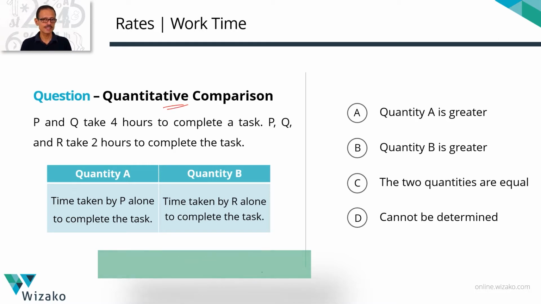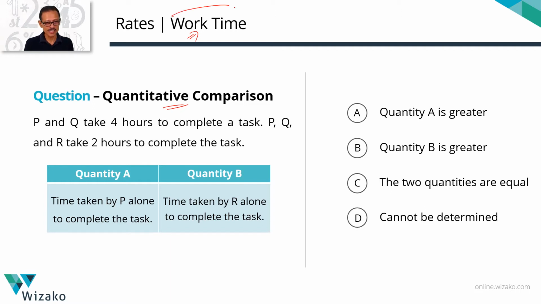This is from the topic rates, and focuses on the subconcept work and time. The core idea tested in this question is, do we know how to frame equations when it comes to work time scenarios? That's essentially what is tested in this question. Let's start with the common data given to us.